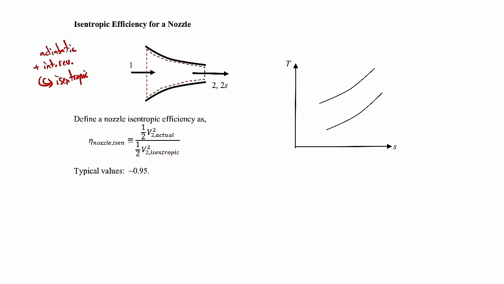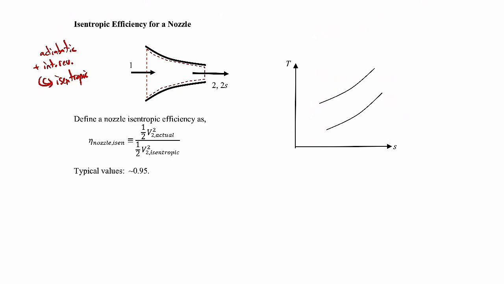Okay, and the reason for that is, again, think about as you go from state 1 to state 2 or state 2s, you're converting energy into different forms. So at the exit here, you'll have some energy associated with the kinetic energy of the fluid and then some internal energy of the fluid.